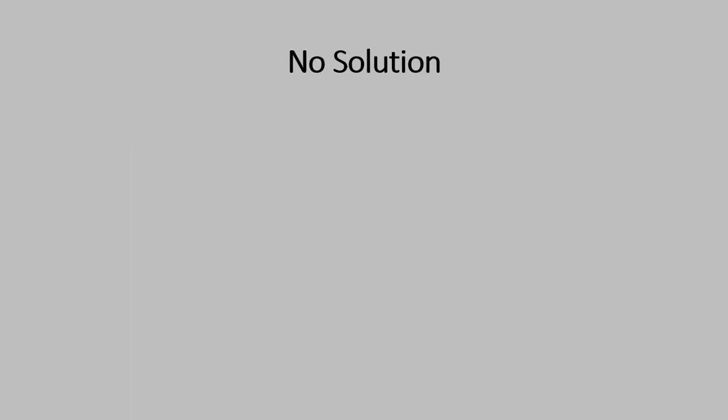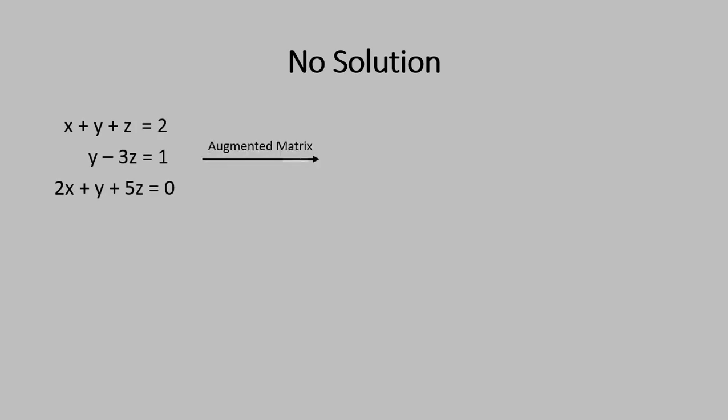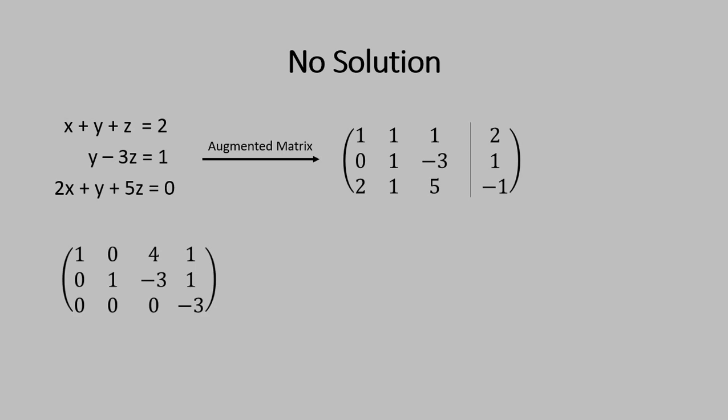It is also possible for a system to have no solution. So let's consider the system. We know we start by writing the augmented matrix, and we then write this in row echelon form.